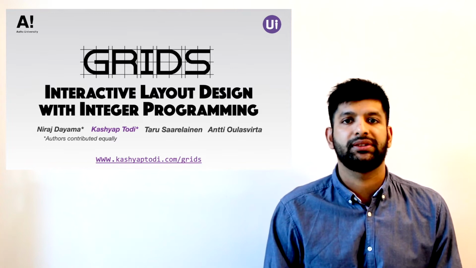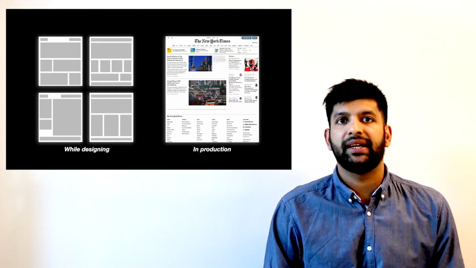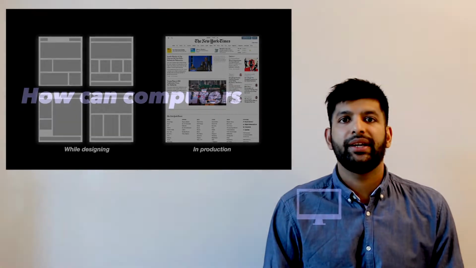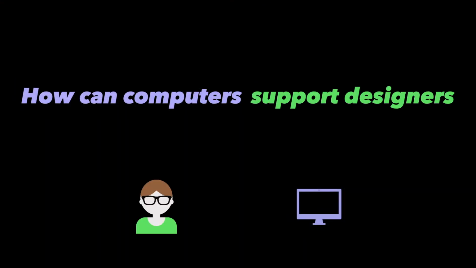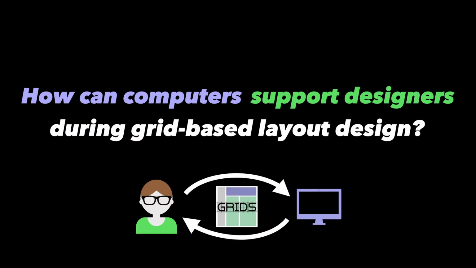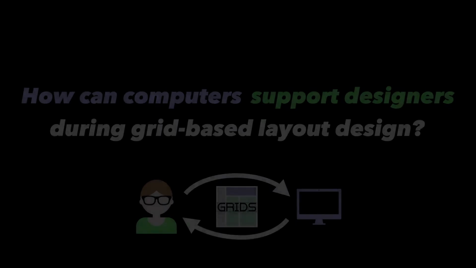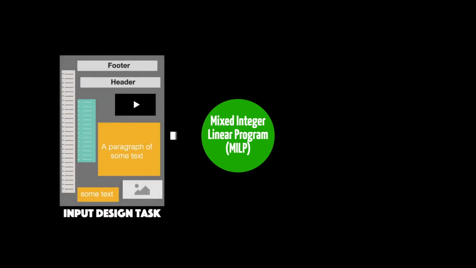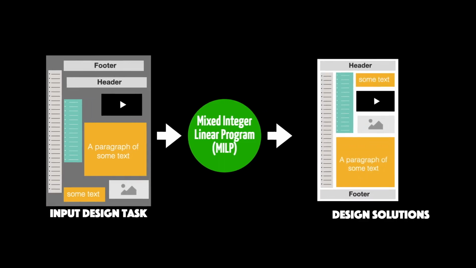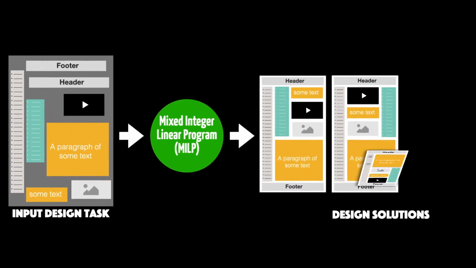Graphical layouts. Grids are commonly used to design user interfaces. They're used for wireframing and prototyping, and they're also used to implement designs, for example in web pages like this one. Today we look at how computers could support interface designers in creating such grid-based layouts. To give you a quick overview, I'll show you how our computational approach can use integer programming to take any design task and suggest several good design solutions.